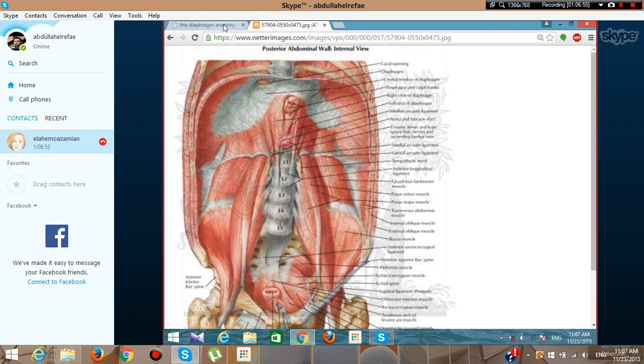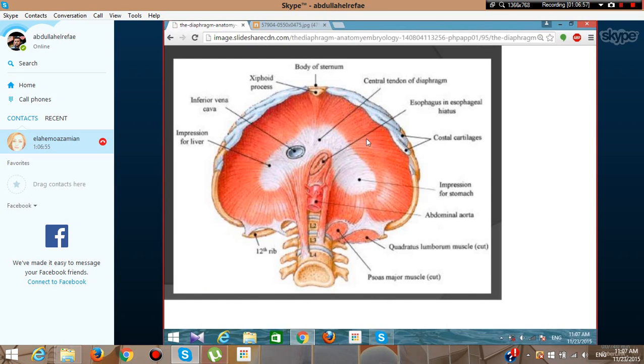What are the structures that pass through the diaphragm? We have three big openings. Aortic opening here, which is at the level of T12. Esophageal opening, which is at the level of T10. And caval opening, which is at the level of T8.